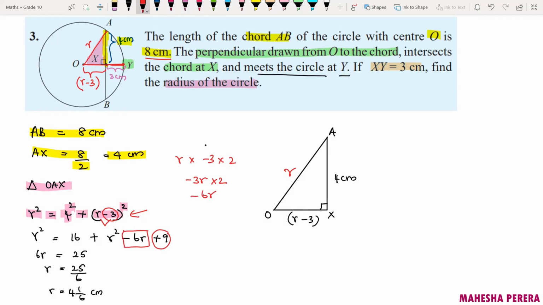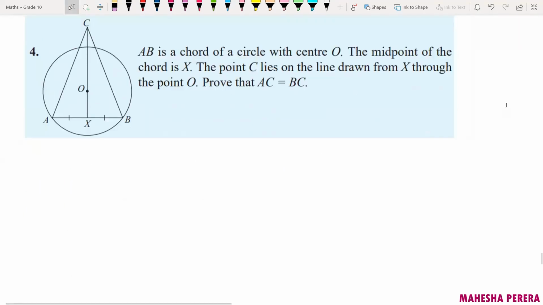Now 4 squared is 16. Then you can cancel R squared. Let's transpose minus 6R to the other side and it will become plus 6R. And when you add 16 and 9, you get 25. So 6R equals 25. So R should be 25 divided by 6 and you will get 4 and 1/6 centimeters for your radius. Okay, let's read the next question.